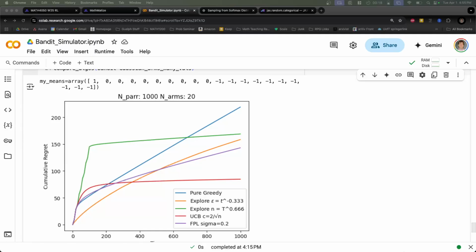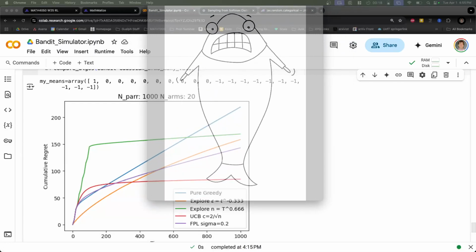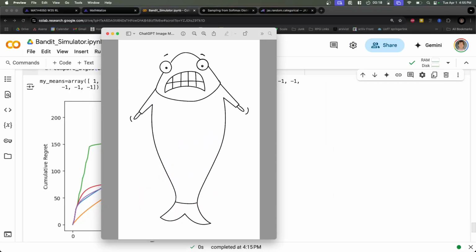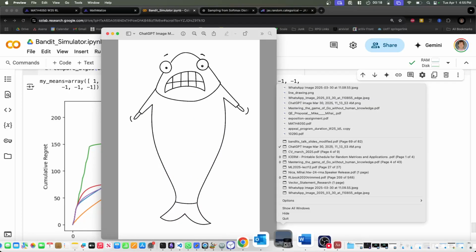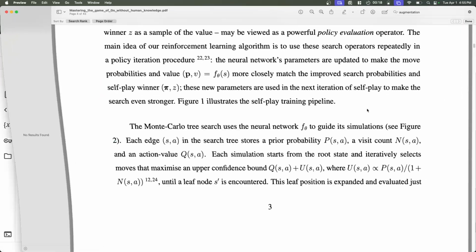Where did my paper go? Oh, let me show you a cool picture of a shark that my son was coloring in the other day. That's what we have right now. That will entertain you while I find this thing. All right. Mastering the game of Go without human knowledge. There we go. All right.